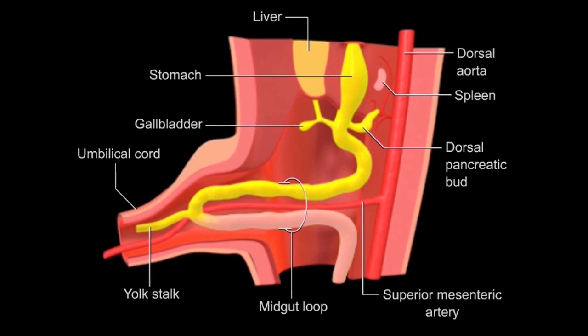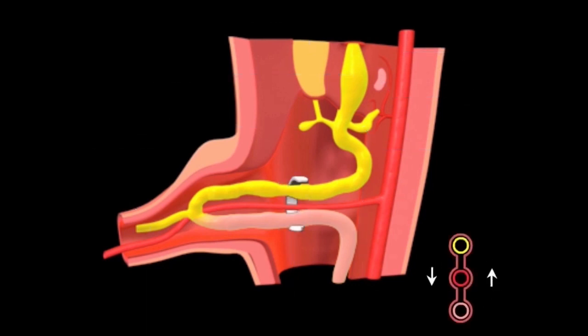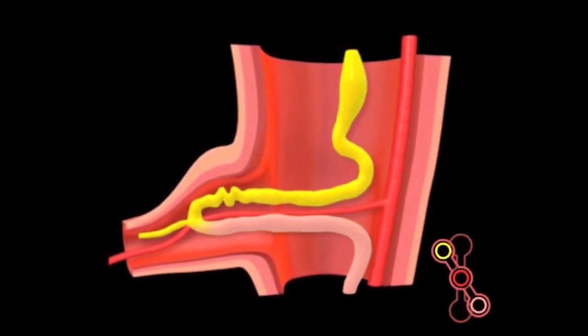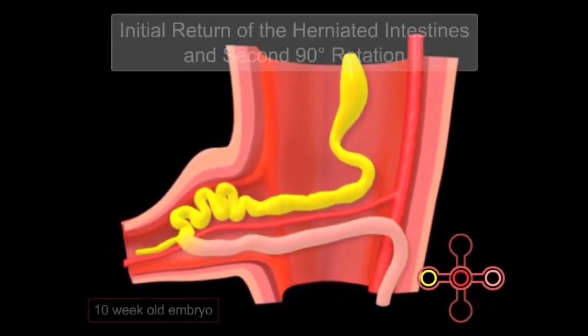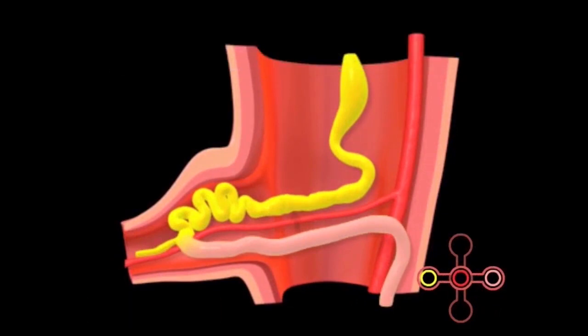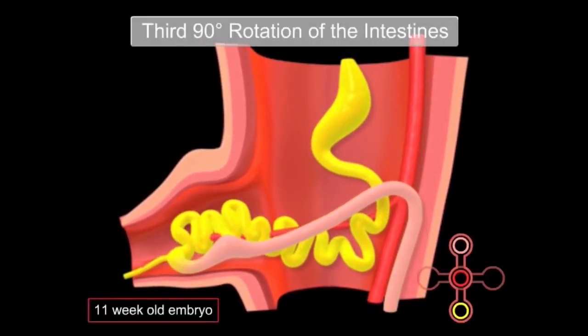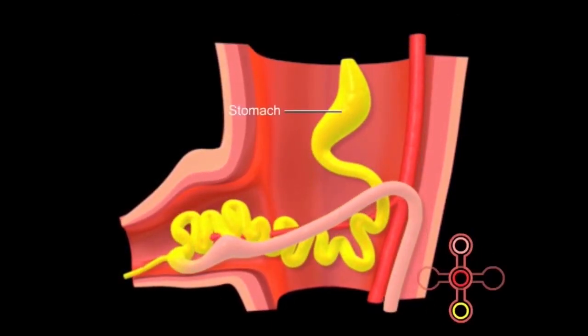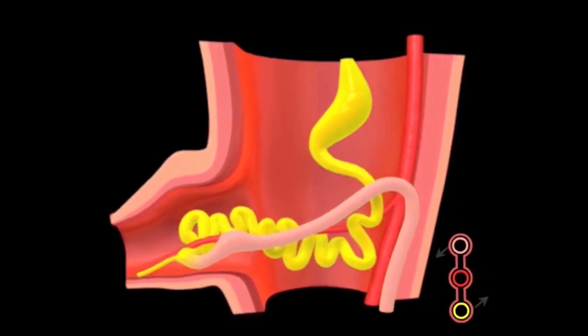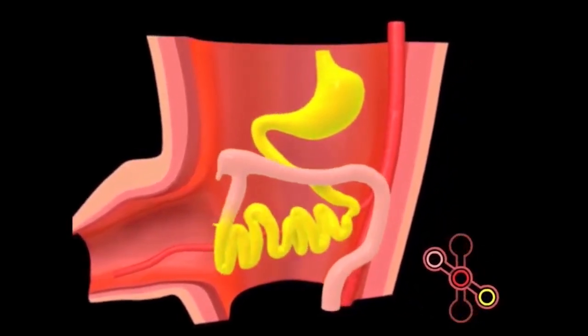In the umbilical cord, the midgut loop rotates 90 degrees counterclockwise around the axis of the superior mesenteric artery. During the 10th week, the intestinal coils are retracted into the abdominal cavity. The cranial limb of the midgut returns first and moves to the right. It continues with a further 180 degrees counterclockwise rotation. The caudal limb, which forms the large intestine, moves to the left.